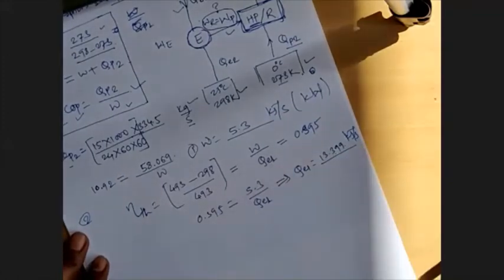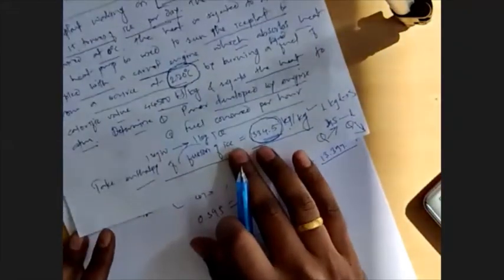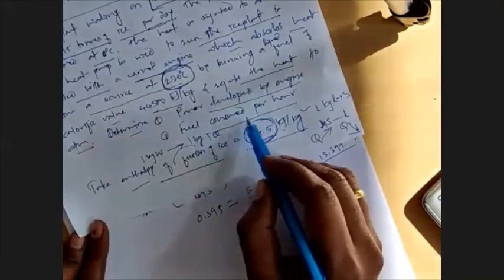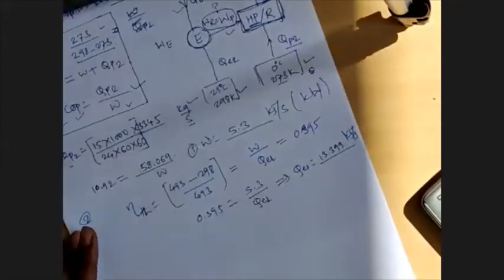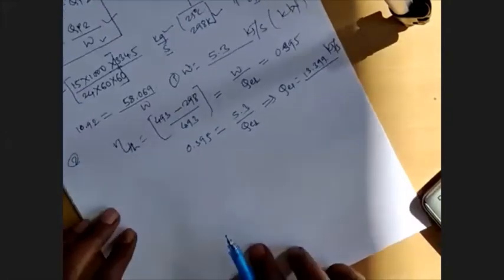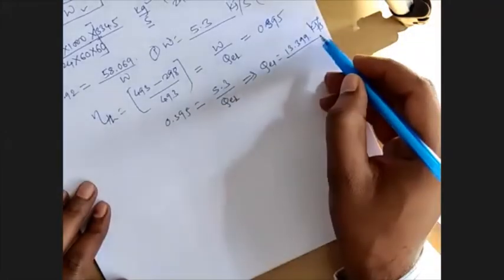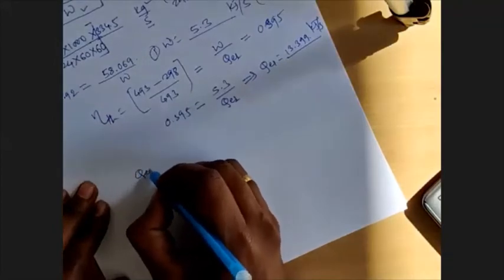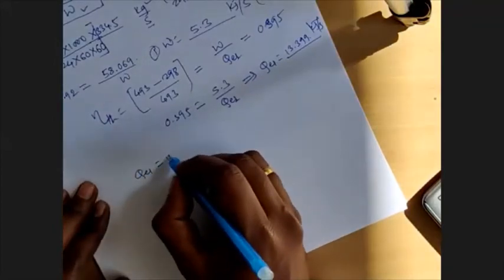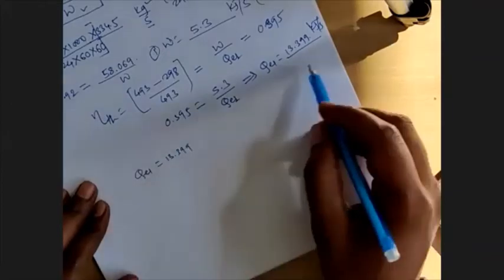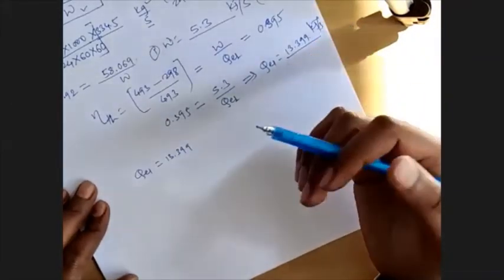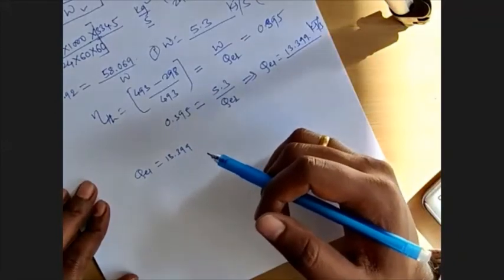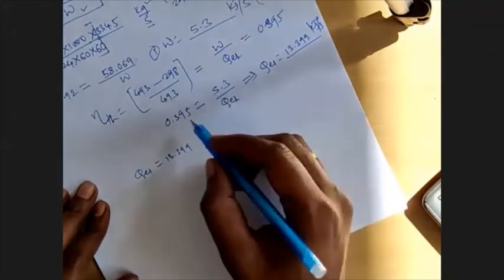Now they have asked us fuel consumed per hour, right? So let's convert this one. Kilojoules per second, QE1 is equal to 13.399. This is in kilojoules per second. I need to convert it into kilojoules per hour. What I need to do?